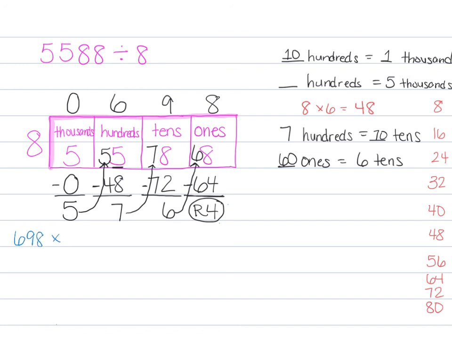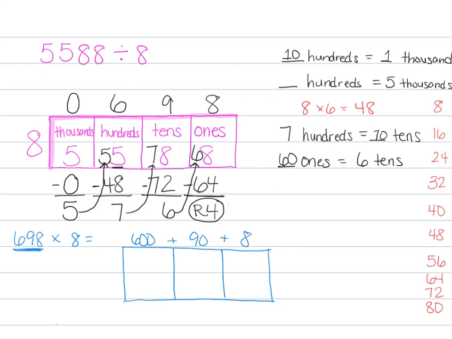698 times how many groups? 8 groups. We'll see what we get. We're drawing our area model. We know that we have 3 places in our answer, the ones, the tens, and the hundreds. So we will have 3 places here. 698 would be 600 plus 90 plus 8 times 8. Go ahead and multiply. Find your answers, and then add them up.